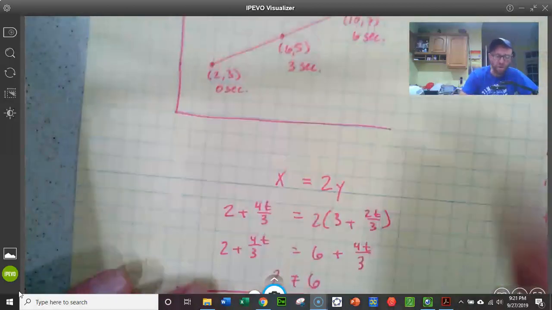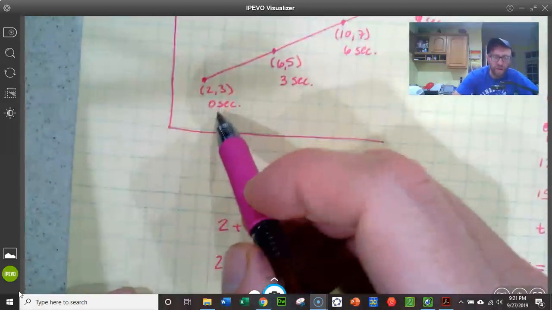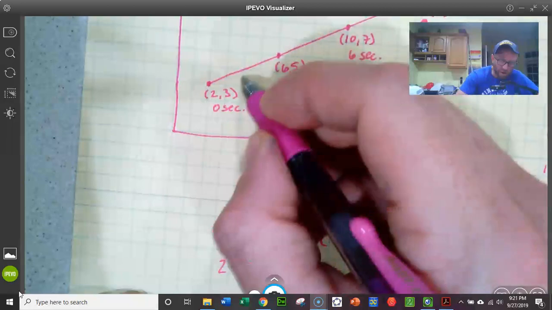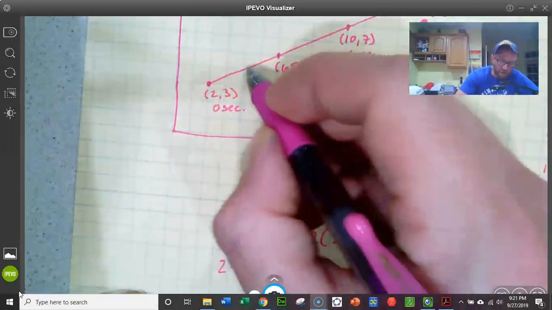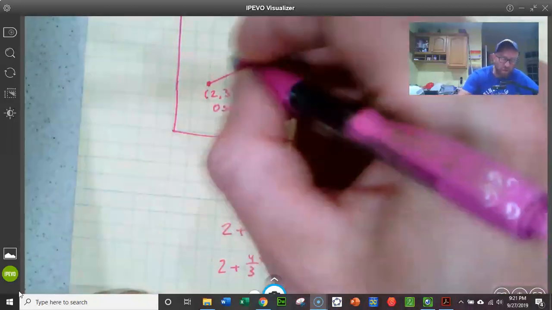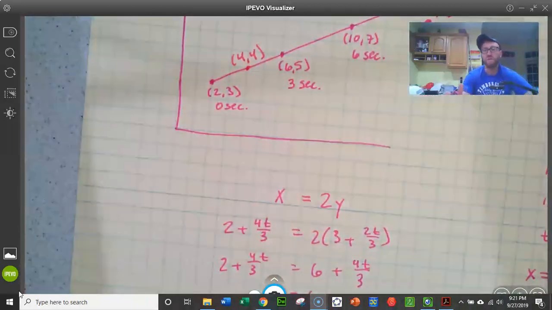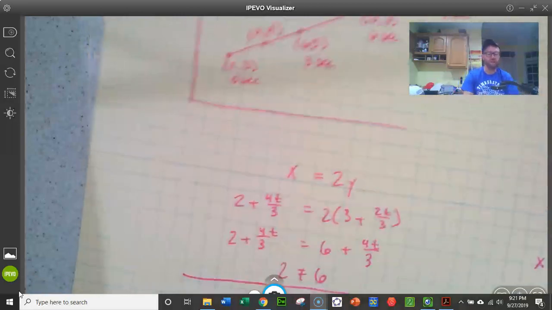Now let's take a look here. Well, 1.5 seconds is halfway between 0 and 3. If you look here, on that journey, halfway between (2, 3) and (6, 5) is this point right here, which is (4, 4), which is the same distance from each axis.